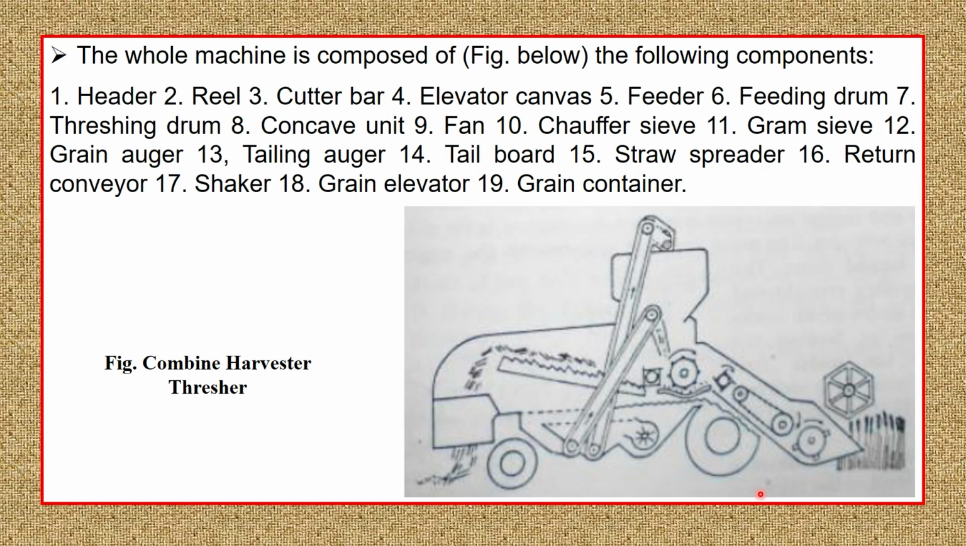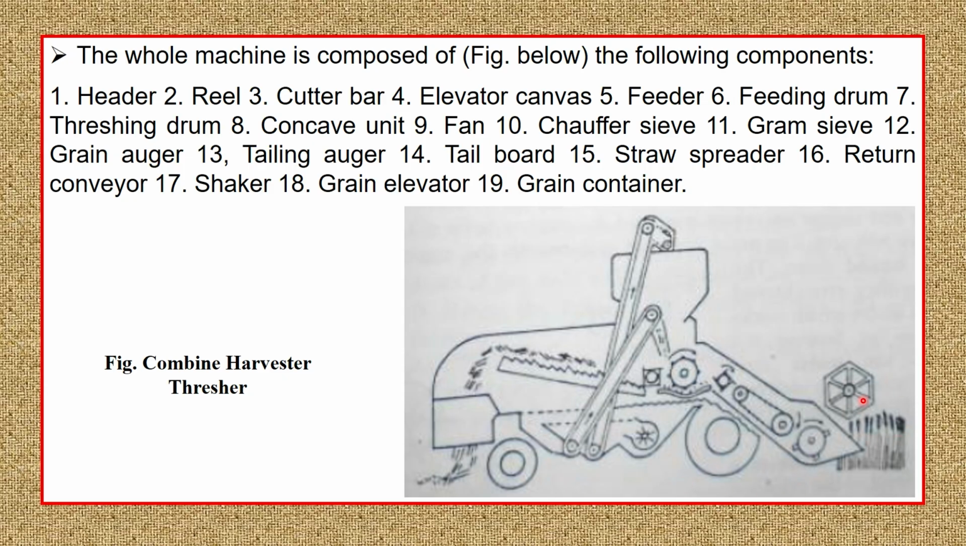So there is a reel speed index. There is a term called reel speed index. The reel speed index tells you the ratio between the speed of the reel and the forward speed of the machine, that is the combine harvester. So it must always be between 1.25 and 1.45. Reel speed index, in the sense that the peripheral speed of the reel should be 1.25 to 1.45 times more than the forward speed of the combine harvester.